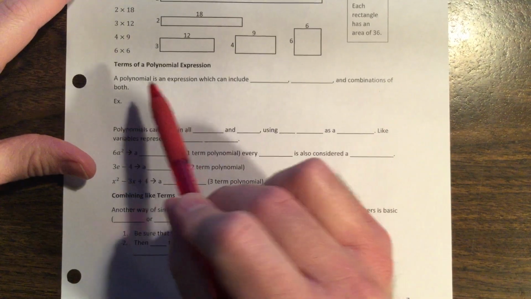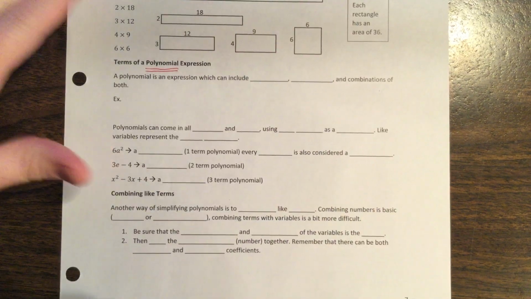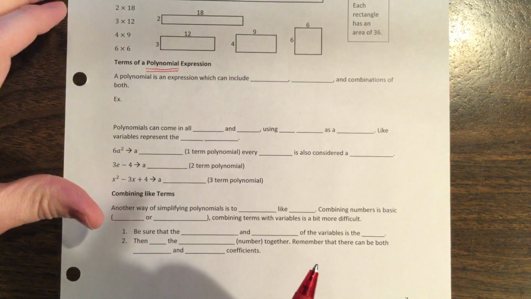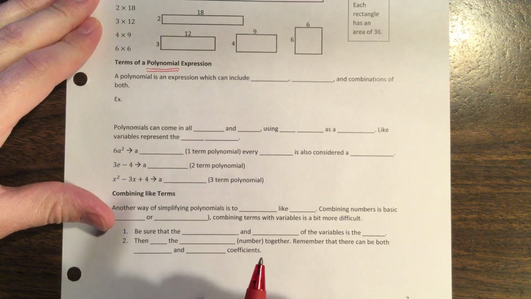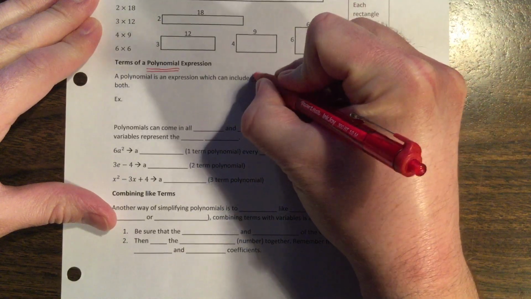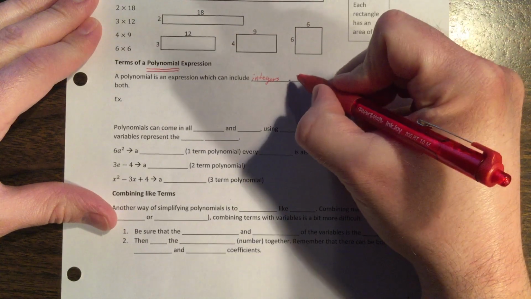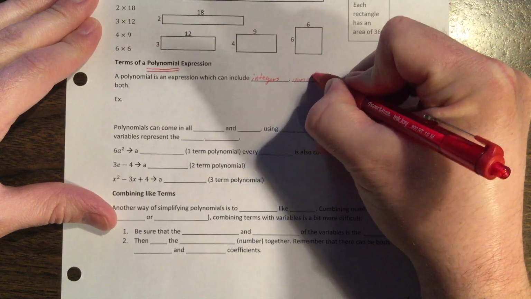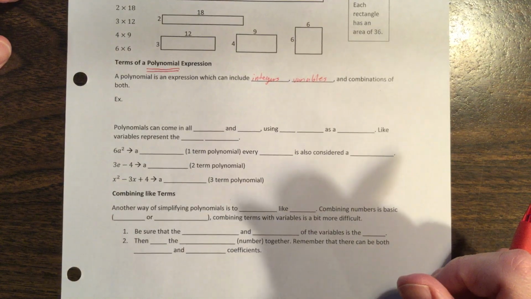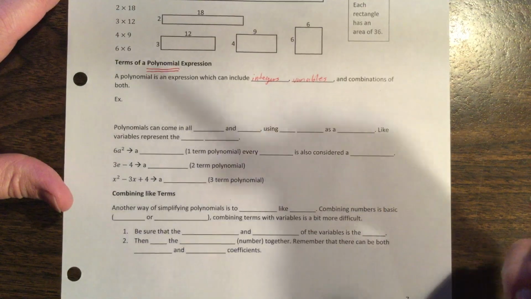Now, as I mentioned in the previous video, we're going to be taking a look at polynomials. Okay, a polynomial expression. You may remember this back from grade 9. You took a look at polynomials there, and we're going to do a little bit of review on that. But a polynomial is an expression which can include integers, that's what we would call regular numbers, variables, and combinations of both.